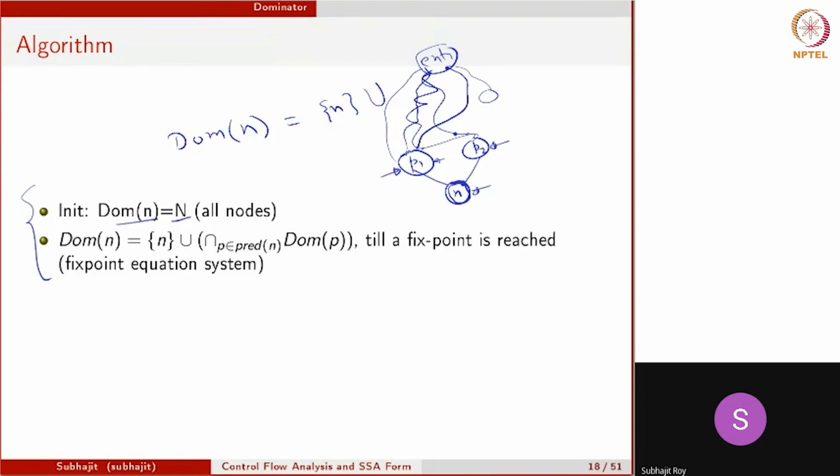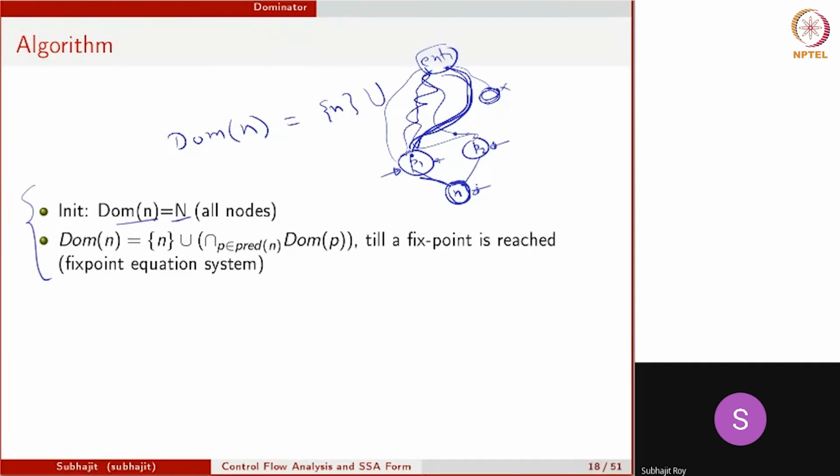That is why it is not a dominator of P1. If there is such a node that is not a dominator of P1, this node can surely not be a dominator of n, right? Because I can always construct a path which goes like this and then takes this edge, which does not include this node, and then that cannot be a dominator of n.